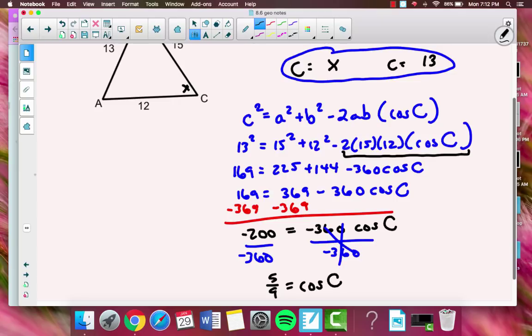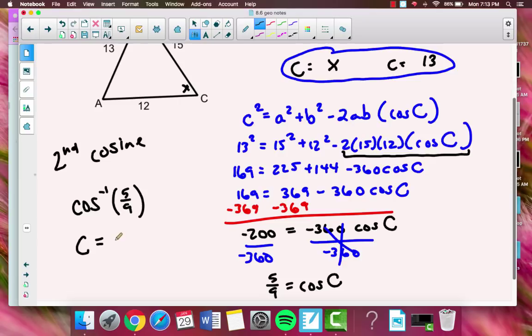And if you think back to when we did SOHCAHTOA at first, remember if you're missing an angle, you have to use the second button. So I'm going to hit second cosine on your calculator. And when you type that in, you'll have the inverse, or that -1, and then you type in your fraction. So the second cosine of 5/9. Making sure your calculator is still in degrees. And you should get that angle C is equal to 56.25 degrees. And then you'd be done.